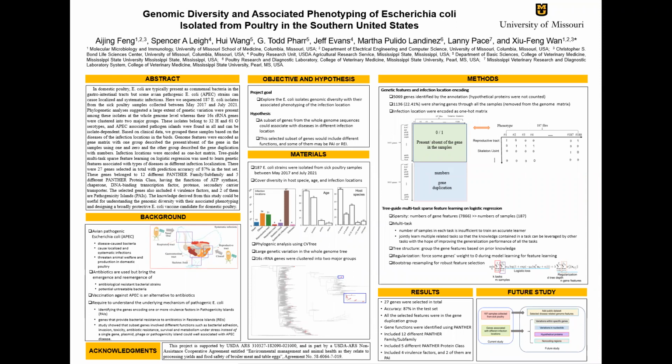The topic I'm going to present today is genomic diversity and associated phenotyping of E. coli isolates from poultry in the southern United States. Avian pathogenic E. coli is one of the most common disease-causing bacteria, which results in localized and systemic infections that threaten animal welfare and production in domestic poultry.